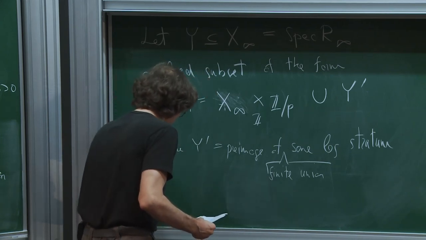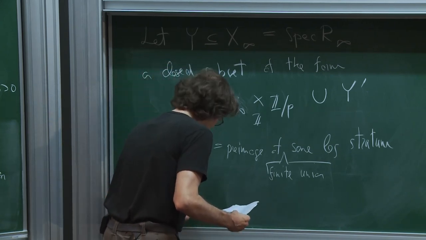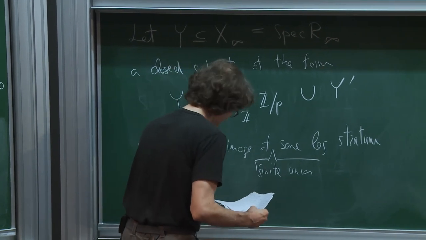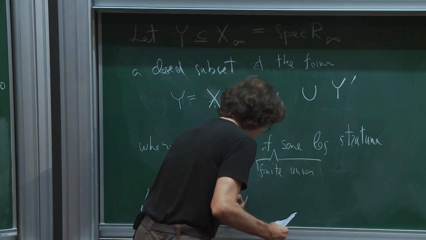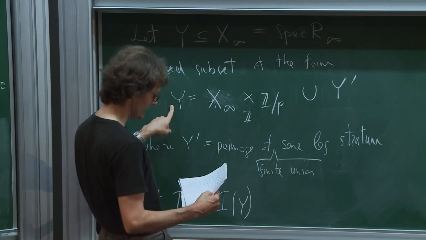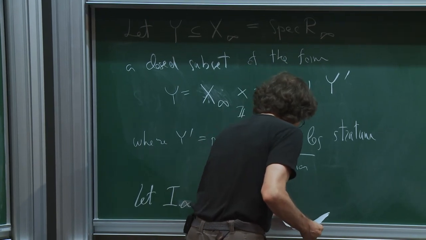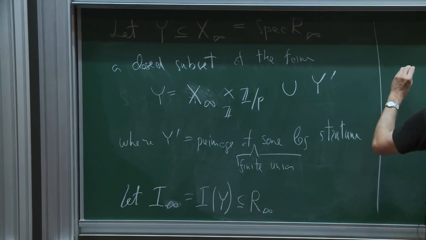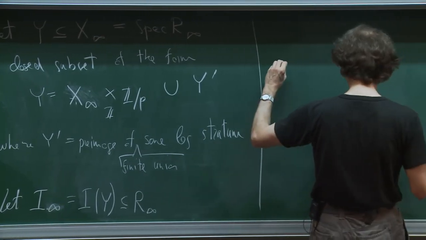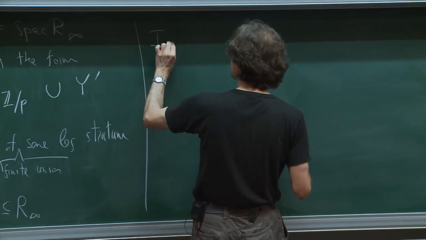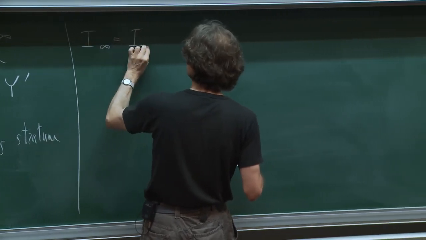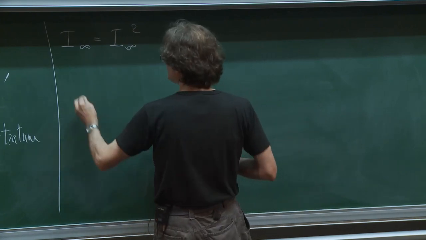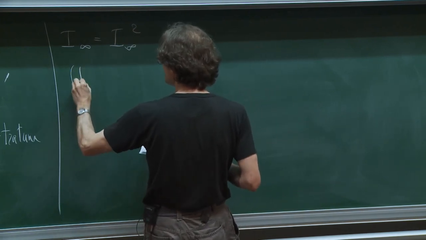Okay, then let I infinity be the ideal of this Y inside R infinity. And then one thing that one can check is that, of course it is a radical ideal by definition, but it satisfies our minimal condition, so it is equal to its square. And then here you have the basic setup that we want.